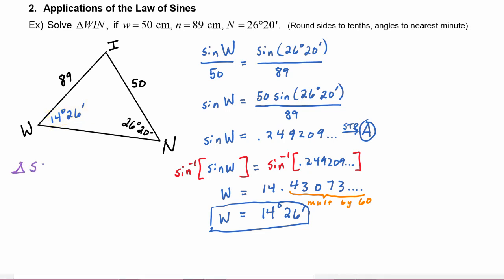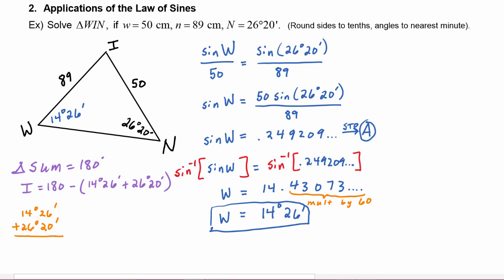Now, using the triangle sum theorem, we know that we can find angle I, because I will equal 180 minus the sum of the other two. So 14 degrees 26 minutes plus 26 degrees 20 minutes. So first we will need to add up the 14 degrees 26 minutes plus the 26 degrees 20 minutes. And we see that we have 46 minutes. So we have 40 degrees, 46 minutes that we need to subtract from 180.